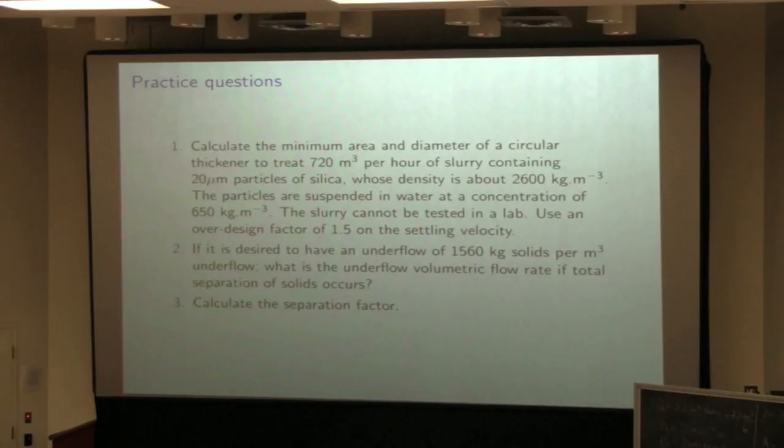The next two questions should be very straightforward. We're aiming for a desired underflow of 1,560 kilograms of solids per meter cubed. If we look at that pictorially, we've got our sedimentation vessel, our inlet flow rate Q, and our inlet concentration C0. We're going to create an underflow stream and an overflow stream.